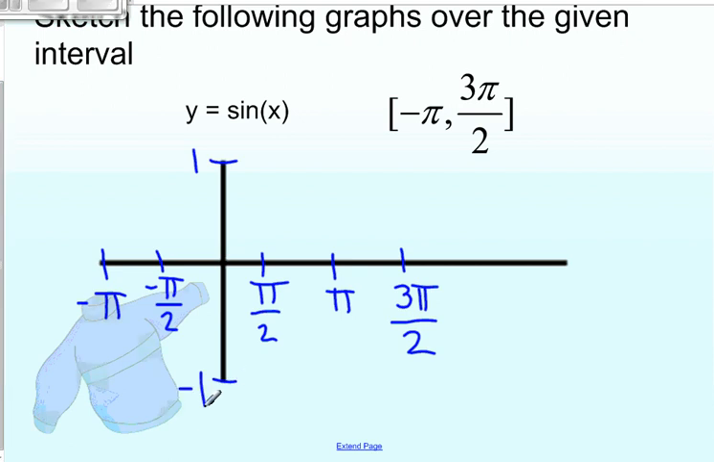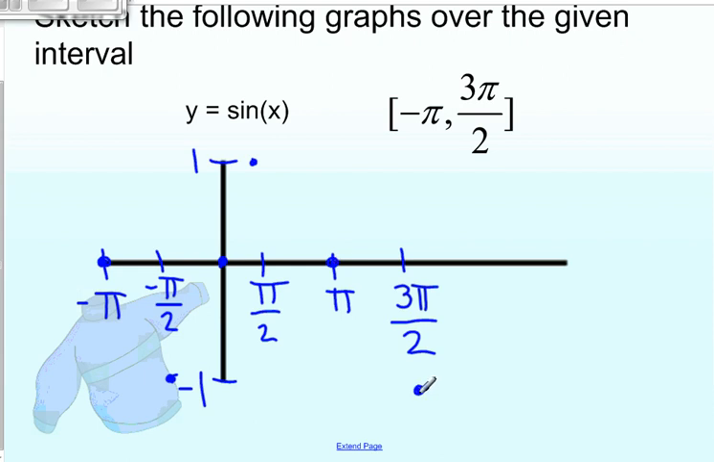So at negative pi, what is the sine value? It's going to be 0, so we're going to start here on 0. And then at negative pi over 2, we would have a value of negative 1. And then at 0, we'd have a value of 0. At pi over 2, we've got a positive 1. At pi, we've got 0. And then at 3 pi over 2, we're back down to negative 1.